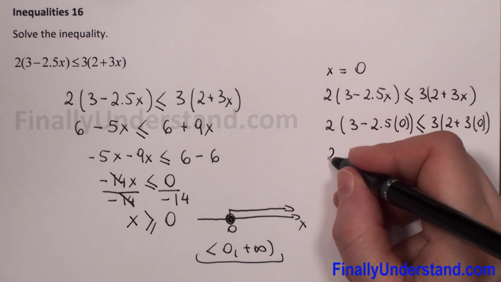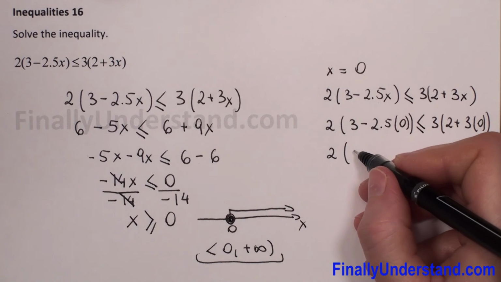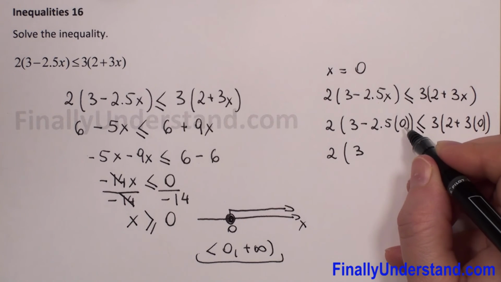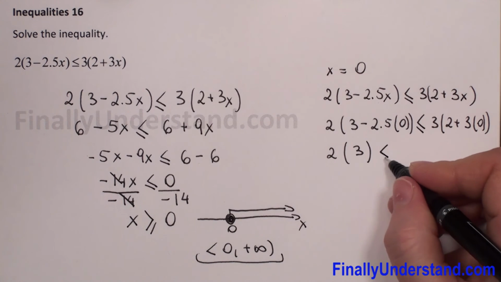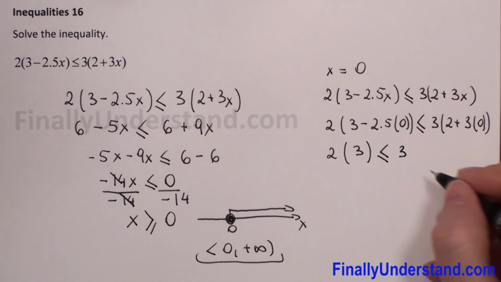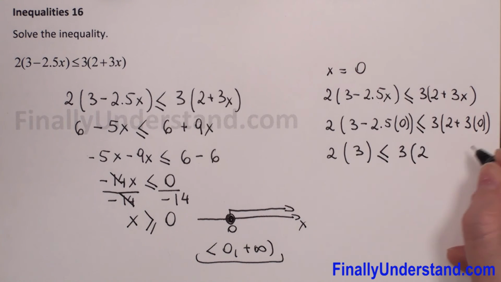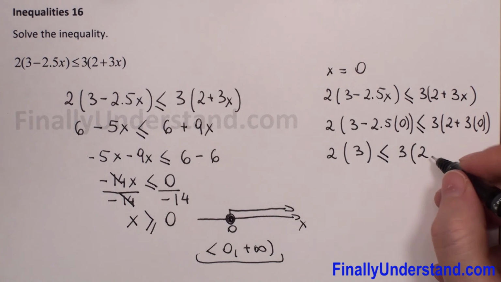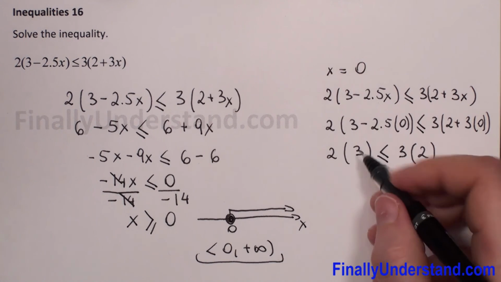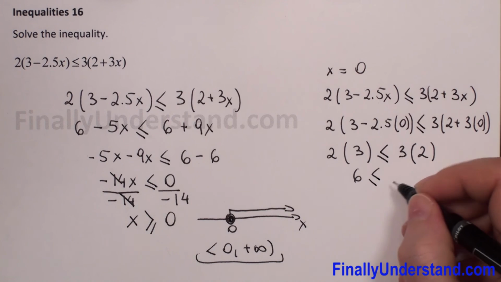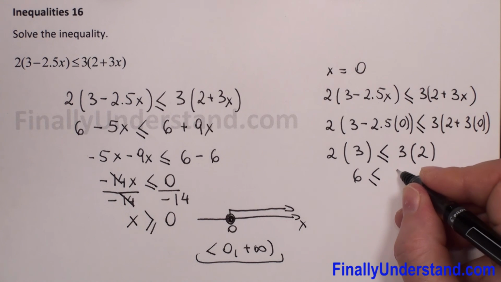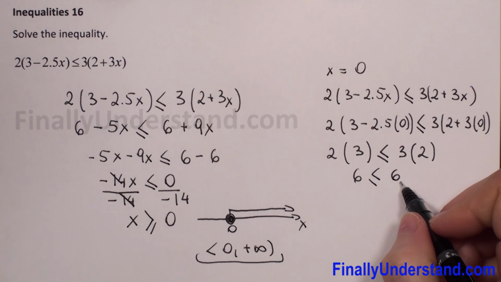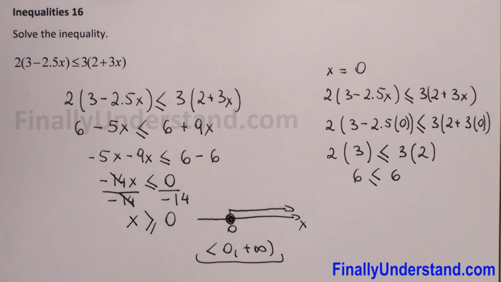So first I will copy 2 times (3 minus 2.5 times 0), which is 0. So we have only 3 in parentheses, is less than or equal to 3 times 2, and 3 times 0 is 0, so I have the 2 in parentheses. 2 times 3 is 6, is less than or equal to 3 times 2 is 6. So this inequality is true because 6 is equal to 6. So our solution is correct.